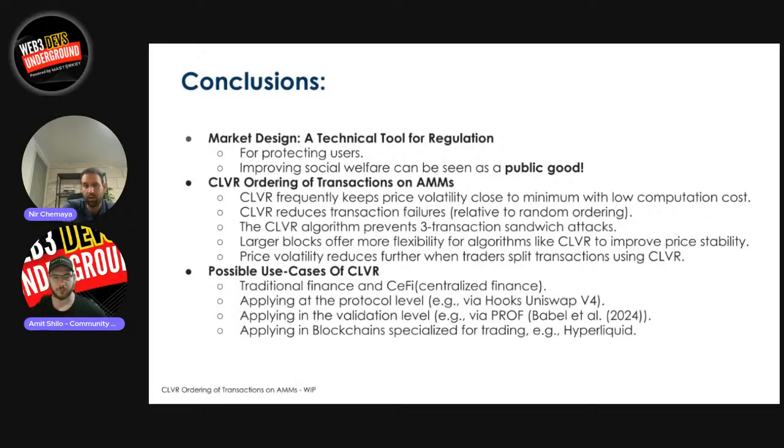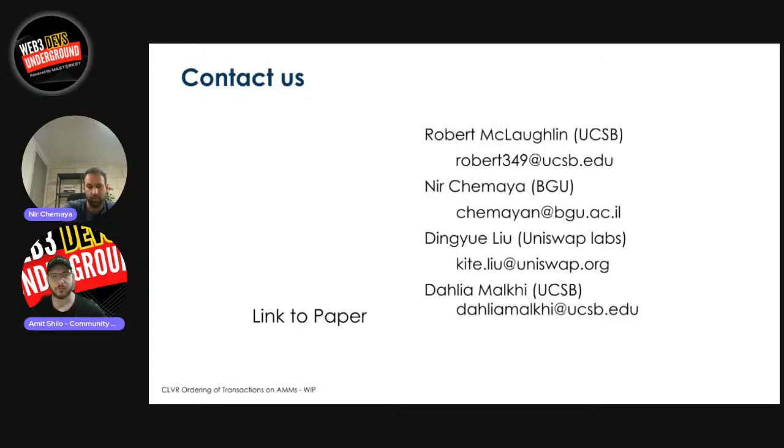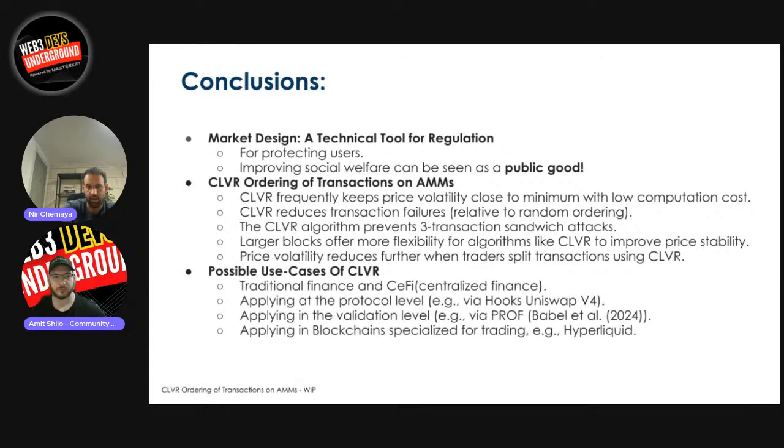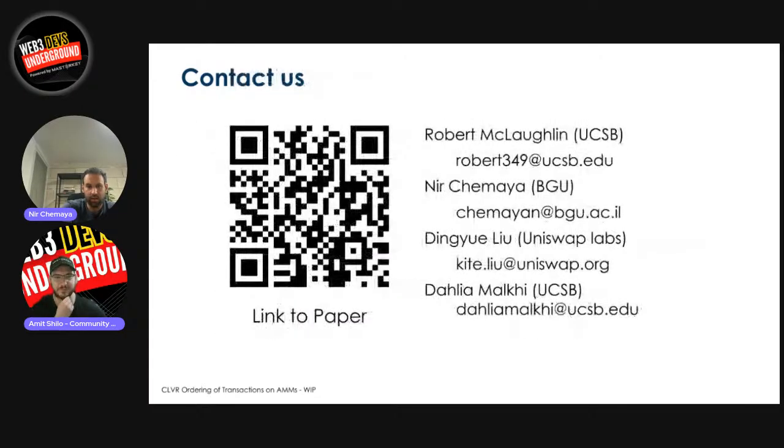Another option is that there's going to be a blockchain only for traders. So you can think about Unichain or Hyperliquid. And at the blockchain level, they're already going to say, okay, we only order transactions using Clever or whatever. So this is basically the idea. Okay, this is linked to the paper.